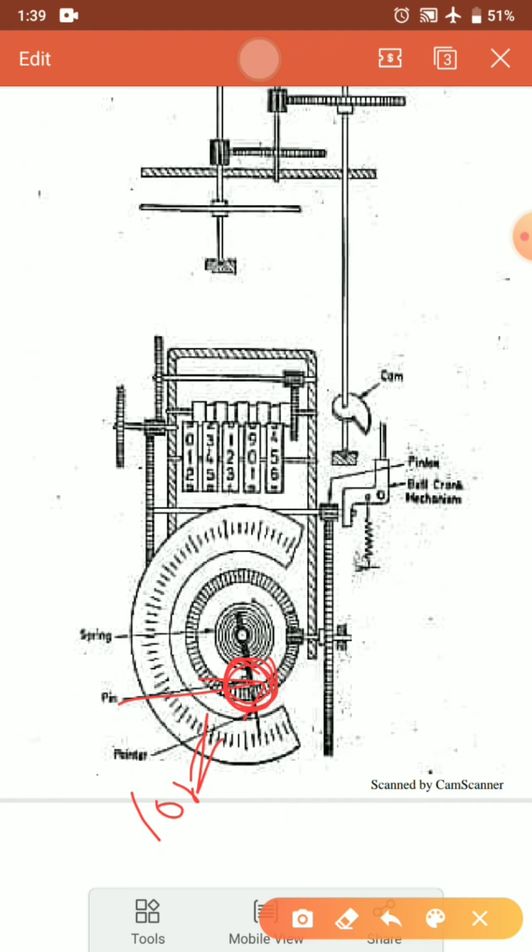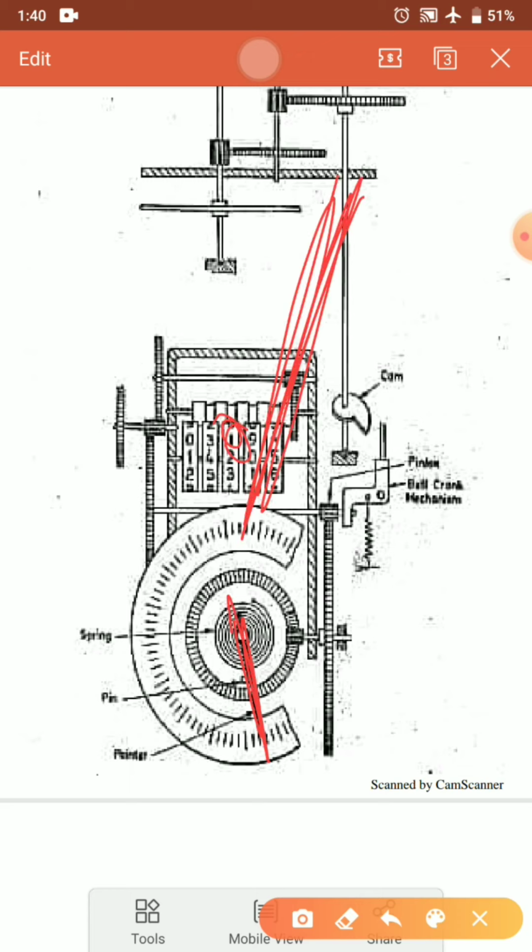Now what this pin arrangement will do is, the pointer position remains fixed unless and until in the next interval of time the energy consumed exceeds that which is shown by the pointer. The pin arrangement will limit, that is, it will show the position till which my pointer has reached.